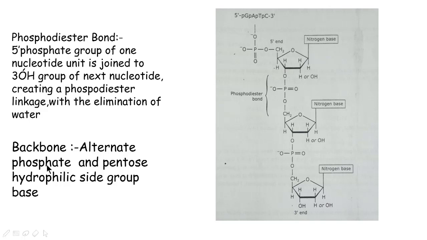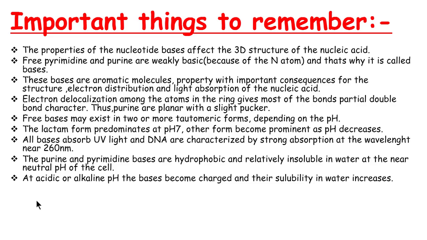The backbone has alternating phosphate and pentose, with hydrophilic side groups. What are the backbone components? This is a phosphate, this is a phosphate, and the pentose, with the bases as side chain groups. The important thing to remember: the properties of the nucleotide bases affect the 3D structure of the nucleic acid. How this is possible, I am going to teach you in the next lecture.